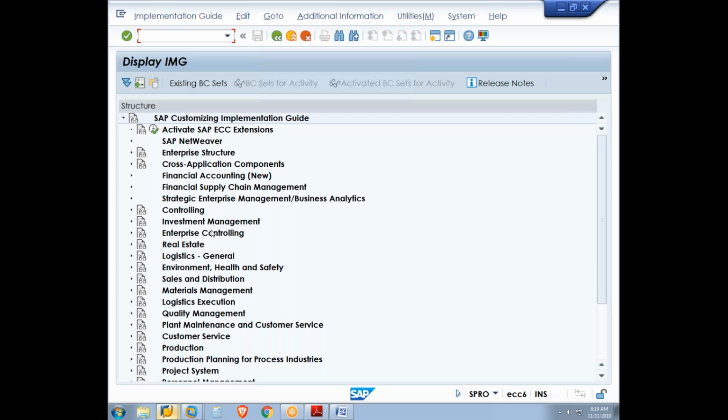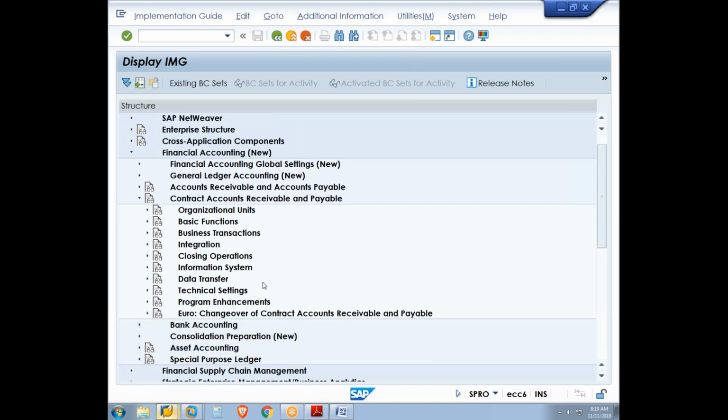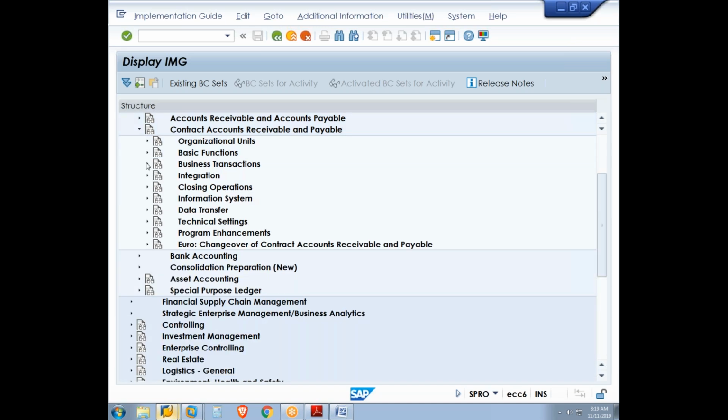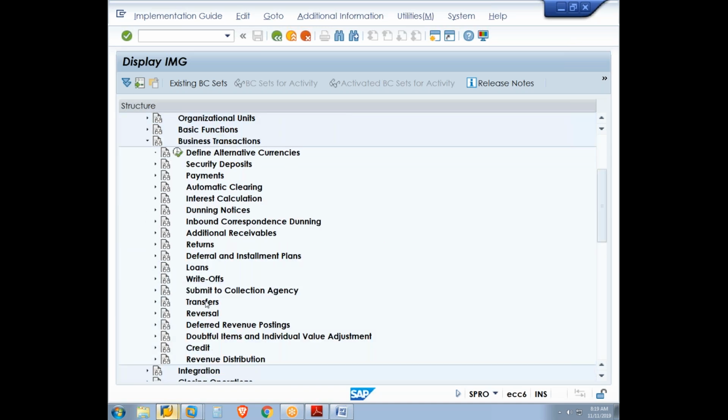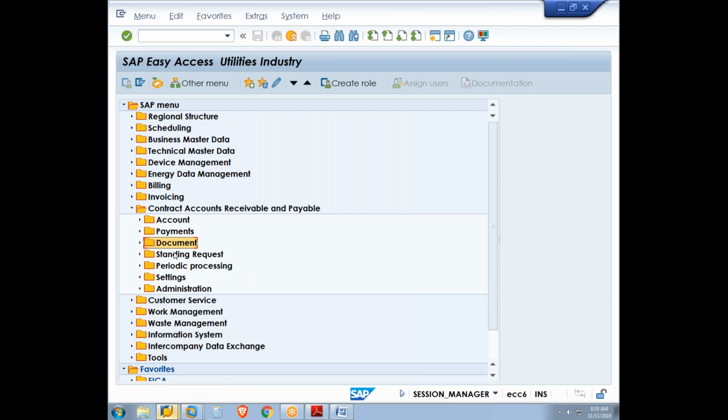Okay, sure. But most of our configurations will be here in the contract accounts receivable and payable. This is the area for configuration. This is where we are going to customize. And the biggest areas of customization will happen here in basic functions and the business transactions. These are the two biggest areas of customization. And we'll be testing all these customizations by doing various end user transactions here, like account, payment, document, periodic processing.